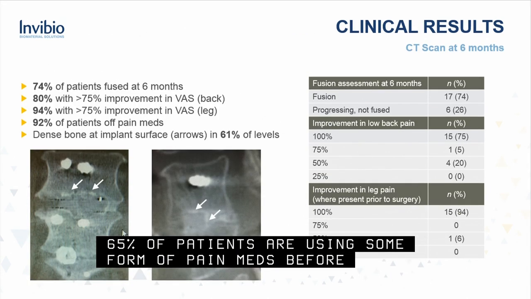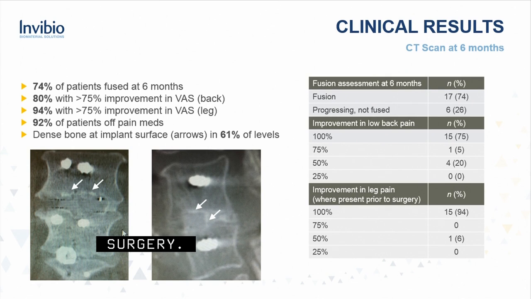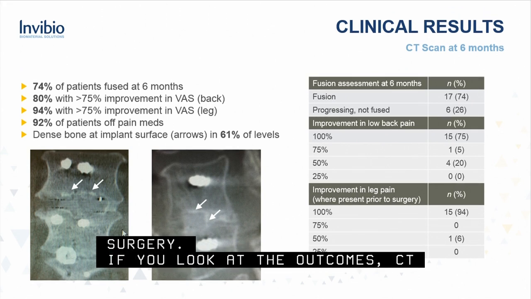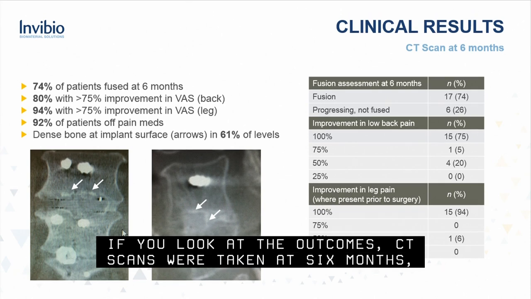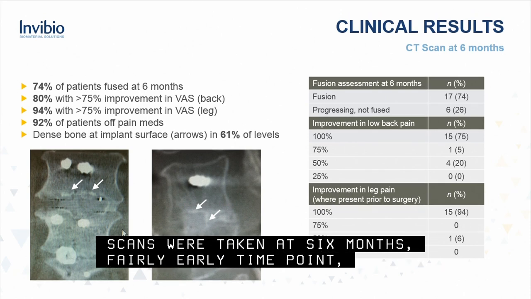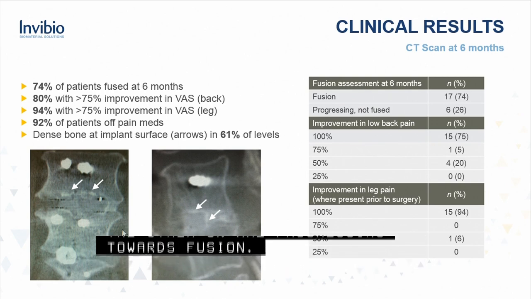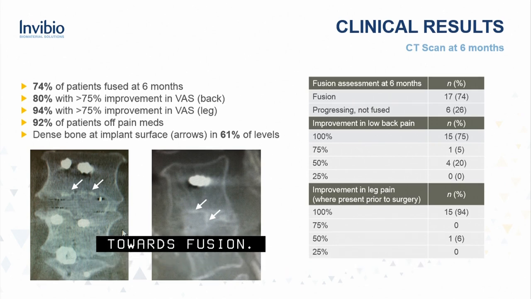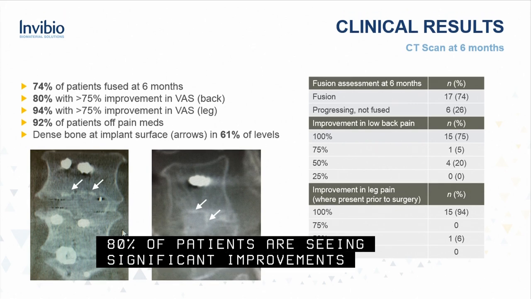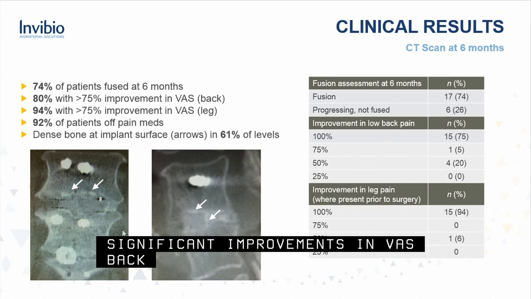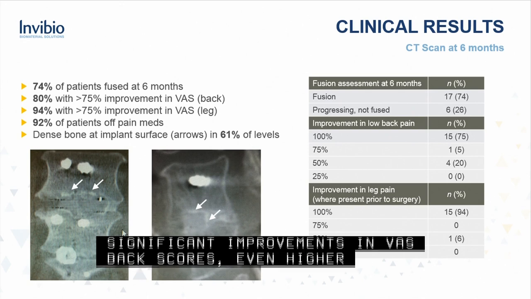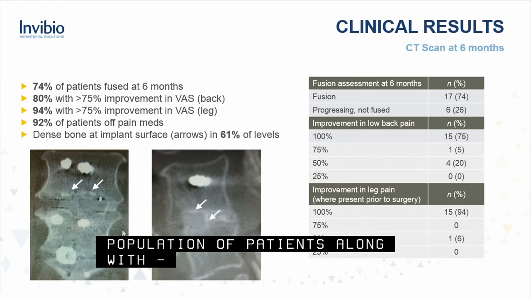If we look at the outcomes, CT scans were taken at 6 months, so a fairly early time point. And we see that we've got 75%, 74% of patients fused at 6 months by CT. The other six are progressing towards fusion. 80% of patients have seen significant improvements in VAS back scores. An even higher population of patients have almost no leg pain at all. 92% of patients are now off of pain medication.